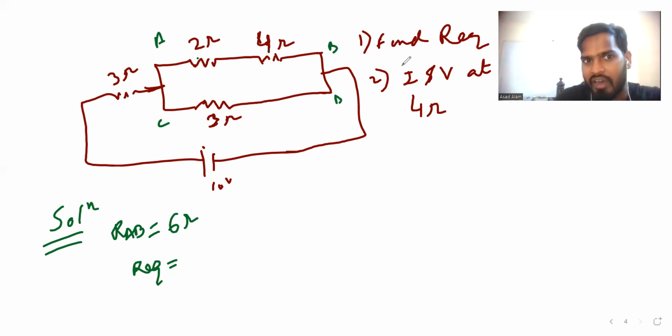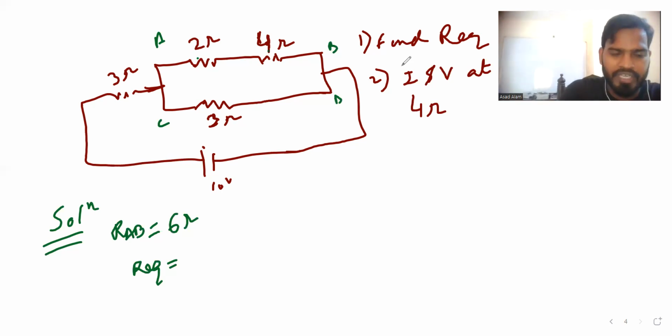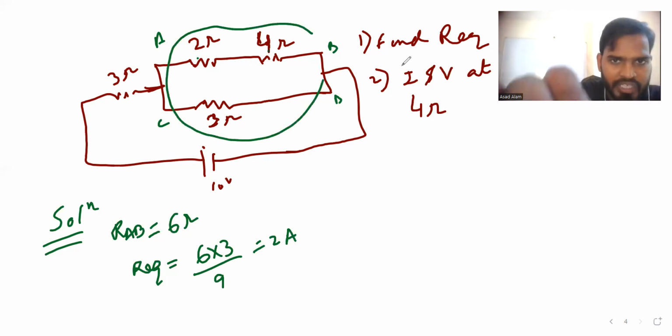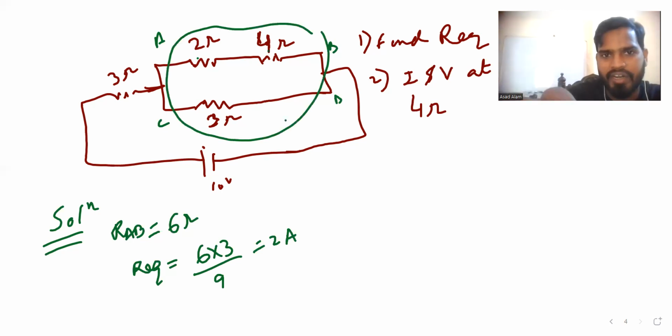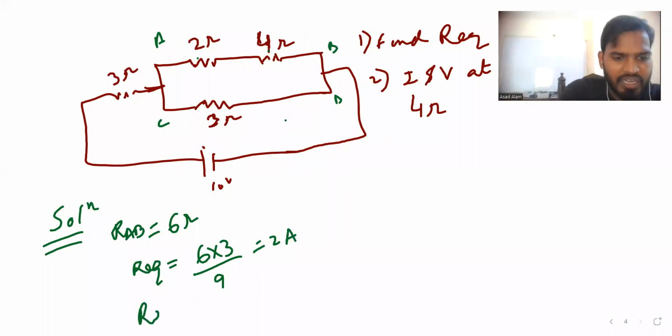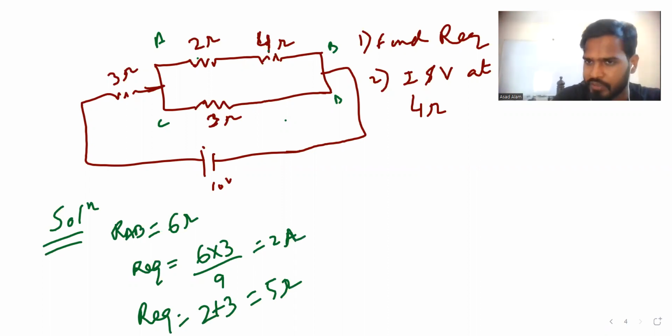So AB and CD, to find the R equivalent, multiplication by addition, right? Why? Because two resistors are in parallel. So we can say 6 into 3 divided by 6 plus 3, so 18 by 9, 2 ohm. Now once you solve this whole circuit, this is in series with that, right? So 3 ohm is in series. So R equivalent is 2 plus 3, that is going to be 5 ohm, right? Understood?